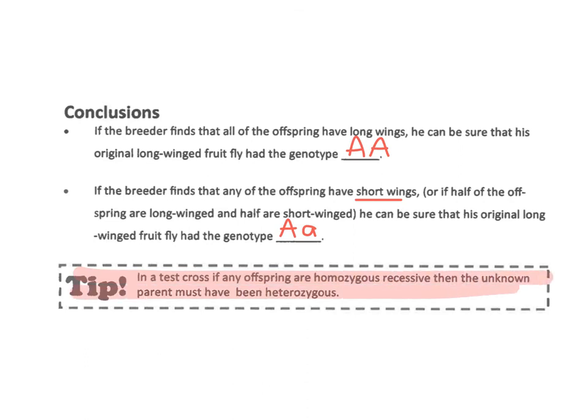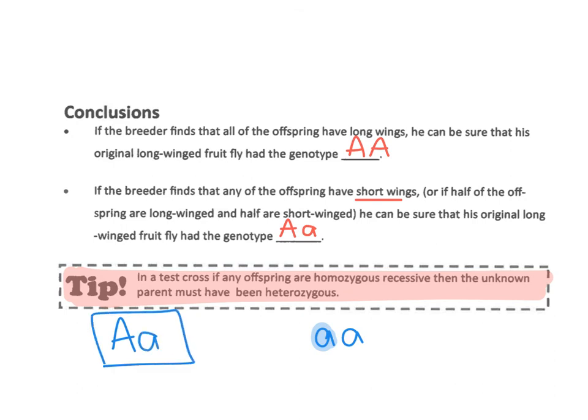You always cross with the homozygous recessive, and if you get any homozygous recessive in the offspring, then the parent must have been heterozygous. So to put that into context, in this case, if any of his offspring had been homozygous recessive, then because the parent had long wings, but they've passed on a little a, the parent must have been heterozygous. Okay, now you've got some questions to try.